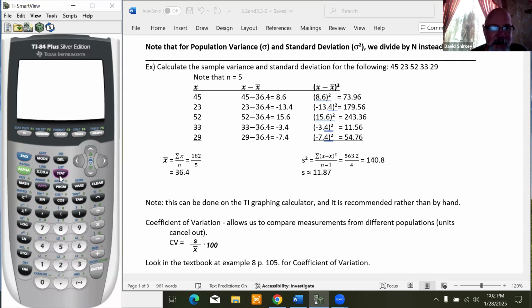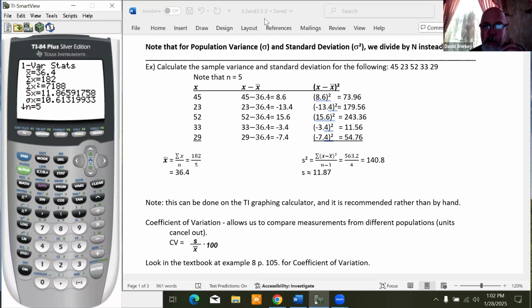And so then I'm going to do stat, and I'm going to arrow over at the top to calc, and what we're doing is single variable stats that were in that first row. Press enter again. Here we got it. The mean of that data is 36.4, as you can see here on the screen. Sample standard deviation, I rounded it off, but it's approximately 11.87 is the way that I wrote it, doing it by hand over here.